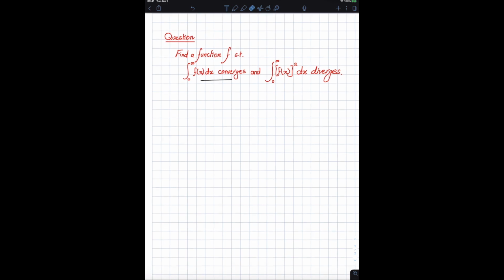Hi guys. So in the last video, I left you off with this question. Find a function f such that the integral from 0 to infinity of f of x dx converges, but the integral from 0 to infinity of f of x squared diverges. So at this point, I'm going to ask you to pause the video and see if you can come up with a function that satisfies these conditions, and then see if that function matches the function that I'm going to show over here.